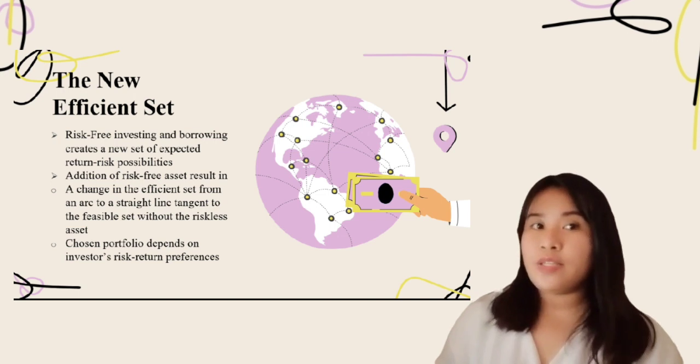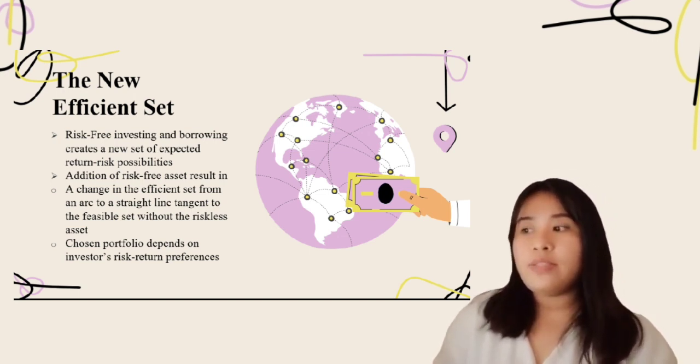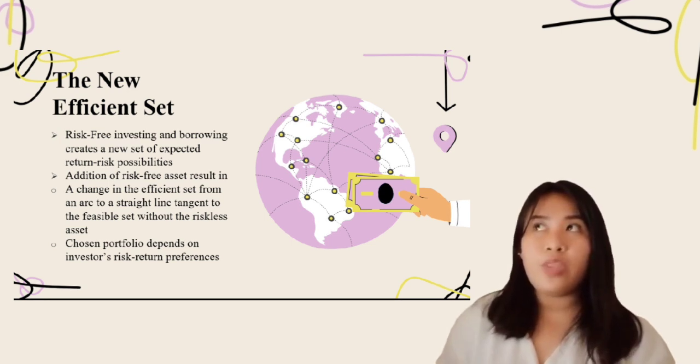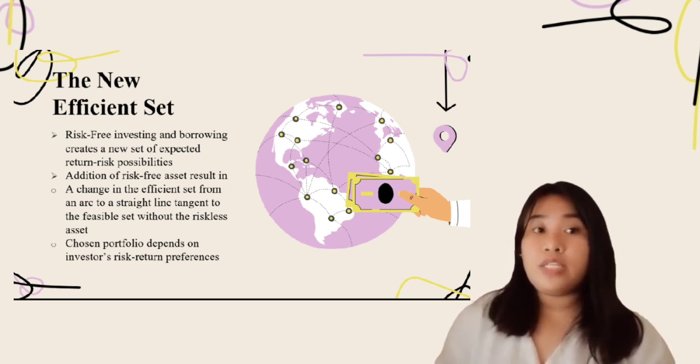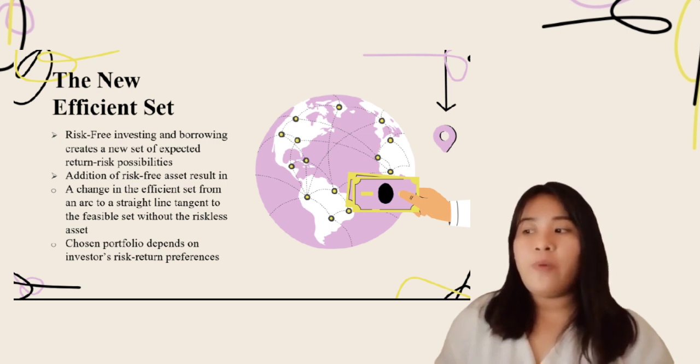The new efficient set. Risk-free investing and borrowing creates a new set of expected return-risk possibilities. So dito, yung risk-free investing and borrowing, nagka-create yun ng panibagong expectations sa mga tao about sa possibilities ng risk and return. Addition of a risk-free asset results in a change in the efficient set from an arc to a straight line tangent to the risky set without the riskless asset.